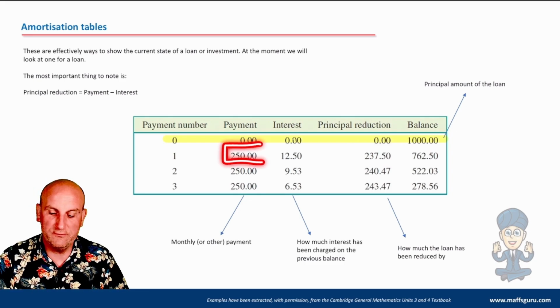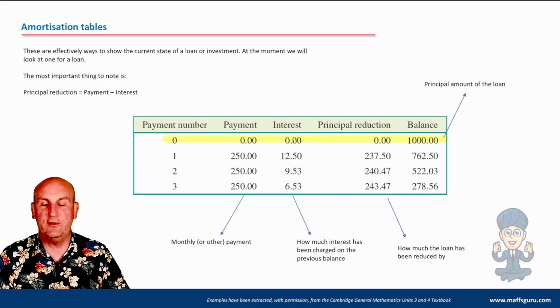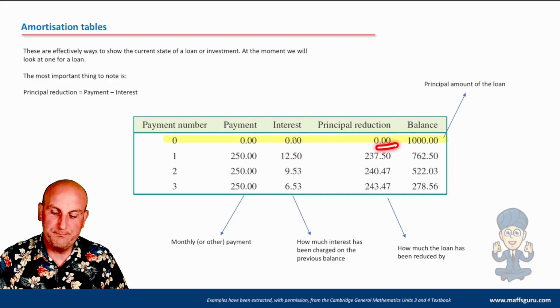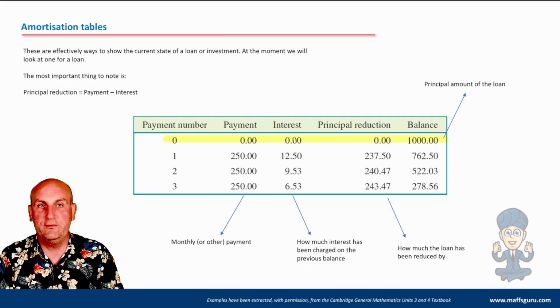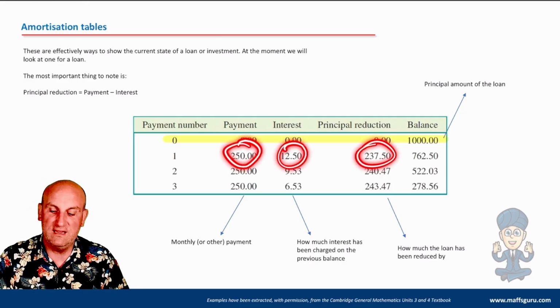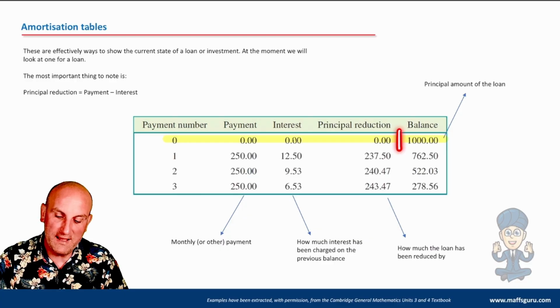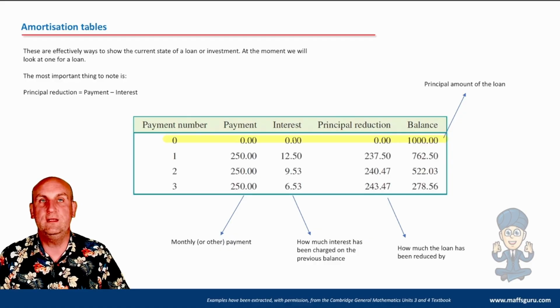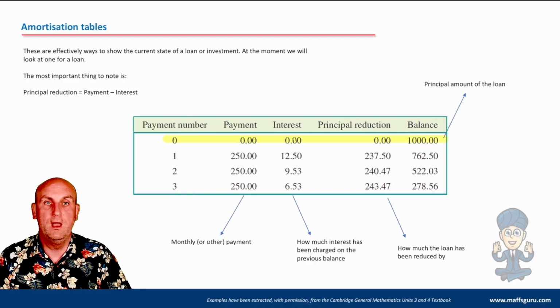I've paid in $250. The bank, however, are charging me interest at $12.50. So my balance is actually only reduced by $237.50. That value minus that value gave me that value. And if I do my balance, that $1,000 minus my principal reduction, it will give me this $762.50. Now I'll talk over more examples here, but that's the basis of all of the questions that you will be doing.